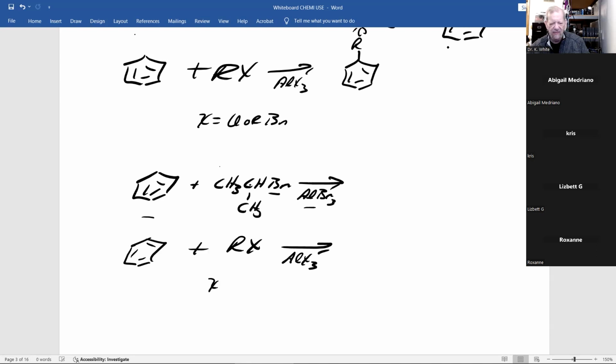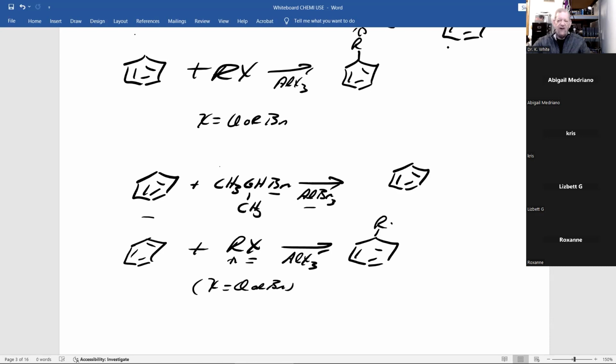Remember, X can be chlorine or bromine. And this is Friedel-Crafts alkylation. Replace one of the hydrogens with the R group. The bond to the R here is to the carbon with the halogen in R, this carbon. So I'm going to have my ring, benzene ring. Don't forget to put the double bonds in there. That's cyclohexane, and I'll mark it wrong.